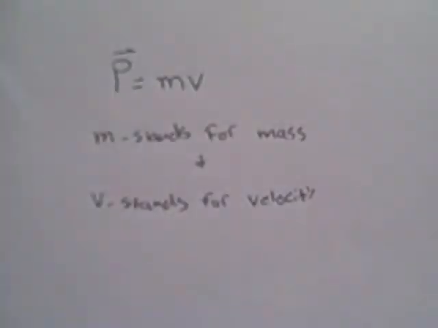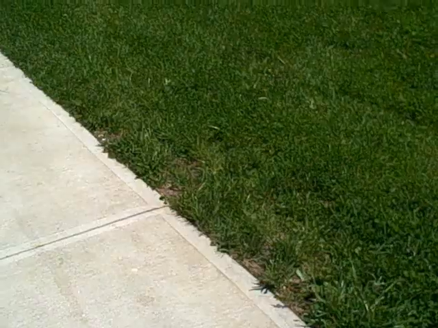The formula we use for collisions is P1 equals P2, or the conservation of momentum. P equals mv. The P stands for momentum and is a vector because it has both a speed and a direction. The M stands for mass, and the V stands for velocity. Case 1. The skateboard will be moving toward Kyle at 2 meters per second, and Kyle will be moving toward the skateboard at 5 meters per second.